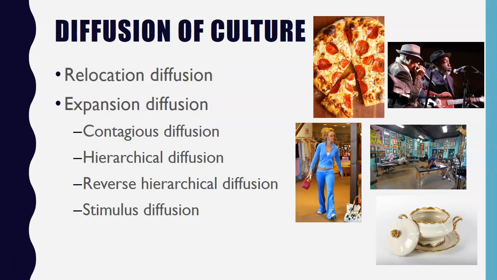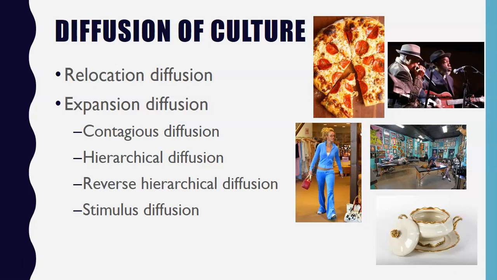The spread of cultural traits through direct or indirect exchange without migration is called expansion diffusion, and it occurs in many different ways. Contagious diffusion occurs when a cultural trait spreads continuously outward from its hearth through contact among people. For example, the hearth for blues music is the southern United States. As musicians outside the hearth heard the music, they began to play it themselves. Blues slowly spread northward and eventually reached major cities such as St. Louis, Chicago, and New York.